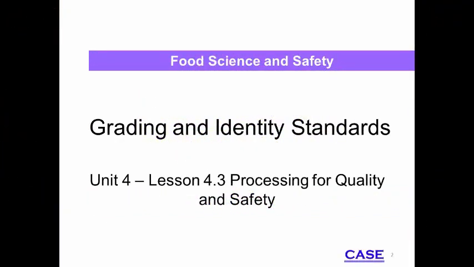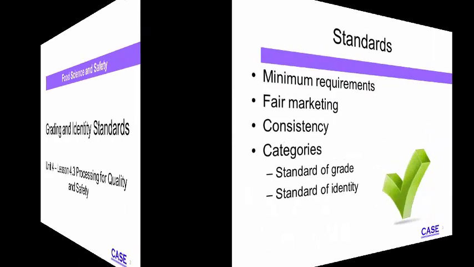Grading and Identity Standards, Lesson 4.3, Processing for Quality and Safety. You have completed Activity 4.3.1, Regulating Food Products, during which you researched regulatory agencies and food-related legislation in the U.S. This presentation provides information about quality grading standards and standards of identity for food products.